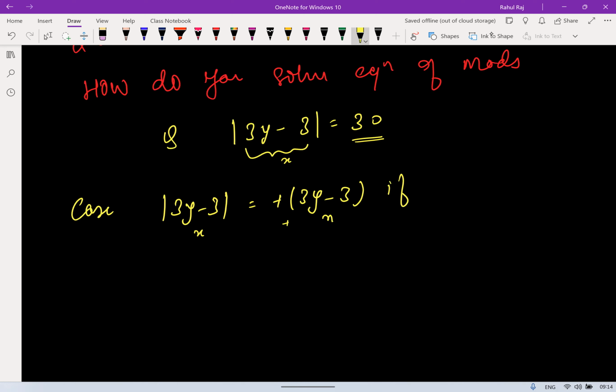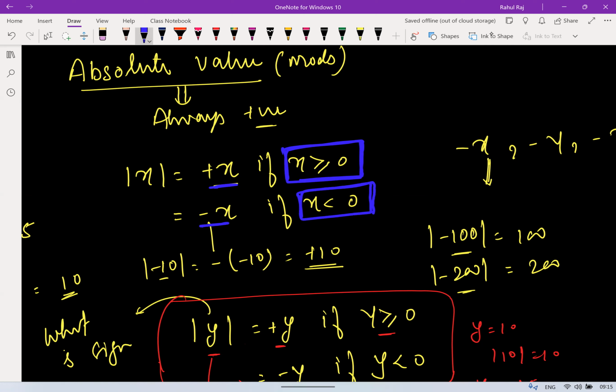You have to always follow the definition of mod. And inside mod, the entire element should be supposed as x. So case 2 is what? Mod of x is equal to negative x. So mod of 3y minus 3 is equal to negative of 3y minus 3 if x is less than 0, that is, 3y minus 3 is less than 0. Always remember, Alexa, mod of x is equal to positive x if x is greater than or equal to 0. Don't remove the equal to sign. And mod of x is equal to negative x if x is less than 0. These two signs should be taken into consideration very properly. It cannot be less than or equal to 0. It is just less than 0.